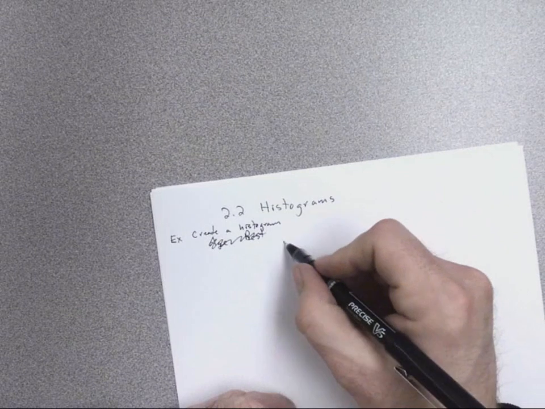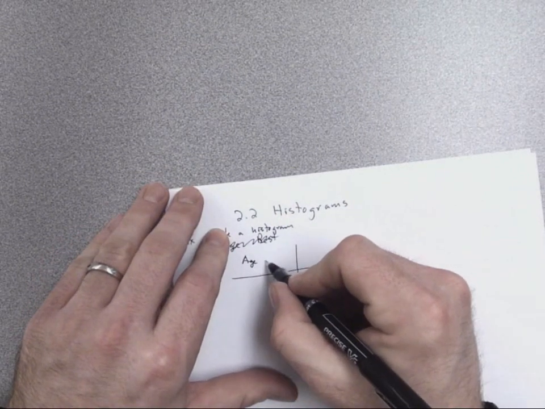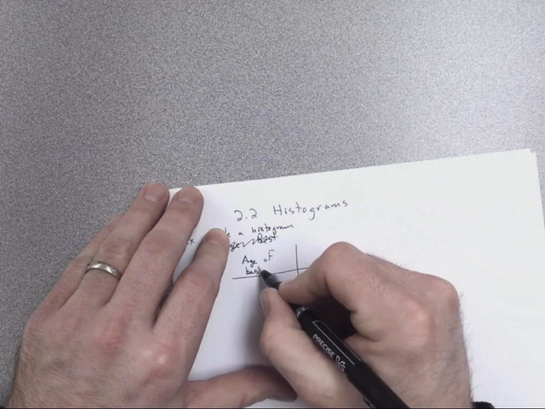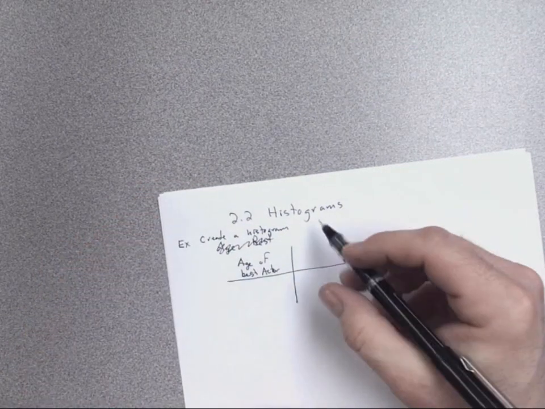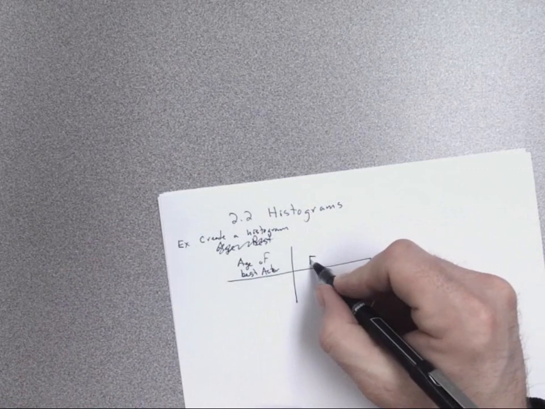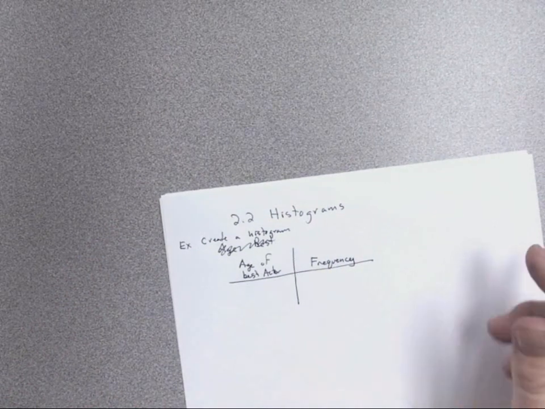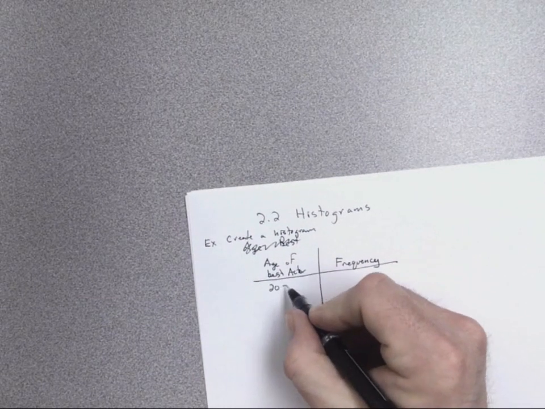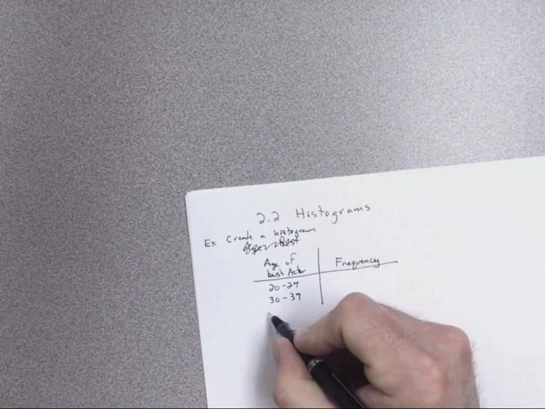So our table is going to have two different things. They're going to have age of best actor. I'm not going to write all the data in there for the Oscar, and then we're going to have their frequency. So what we have is we have 20 through 29. We have 30 through 39. So it looks like they're going by tens.